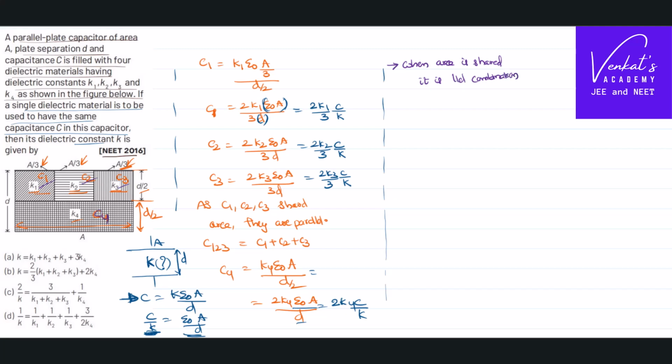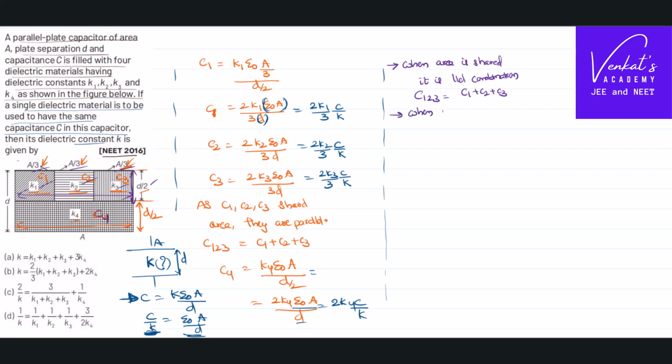See this, A by 3, A by 3, A by 3. So the entire area is shared across this. And if you notice, they all have the same distance D by 2. So the distance is not shared, only area is shared. So that's a parallel combination. So the combination of C1, C2, C3 is C1 plus C2 plus C3.